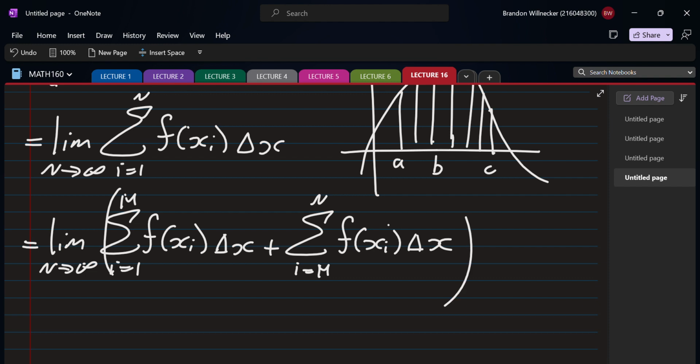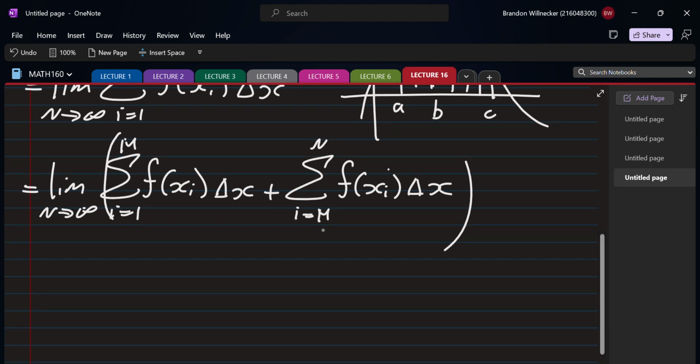and then again, all of this is inside the limit. So what we want to do now is separate this into two parts. We're going to have the limit for the first part, and we're going to write that as the first definite integral. We're going to have the limit of the second part, and we're going to write that as the second definite integral.